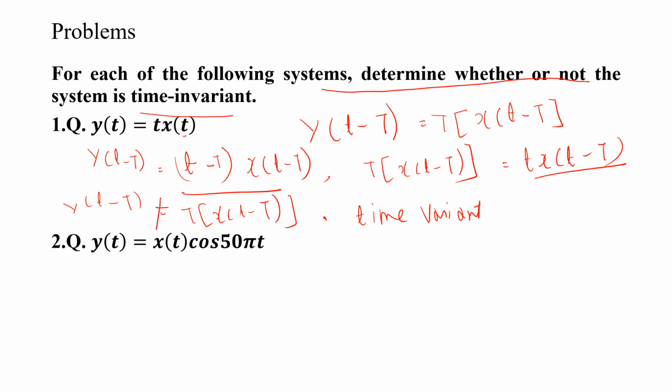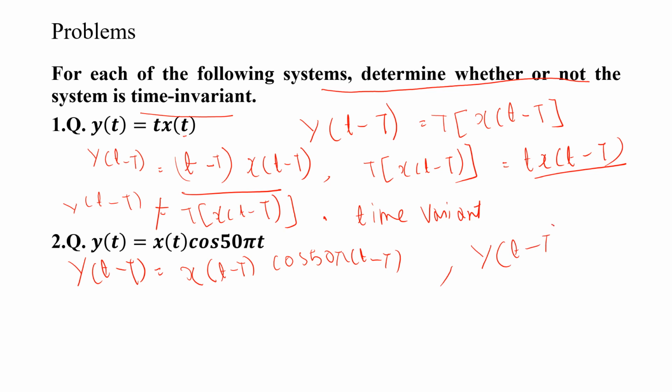That is x of t cos 50 pi t. So what I said, you have to start with y of t minus T, capital T. So what to do, in place of t you have to put t minus T. So x of t minus T cos 50 pi (t minus T). Okay, similarly y of t minus T is over.